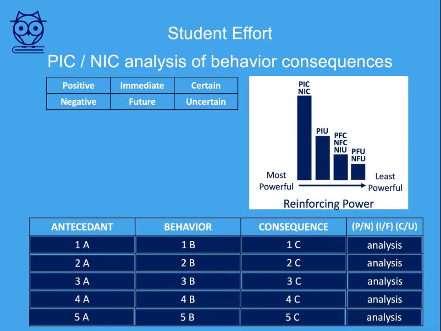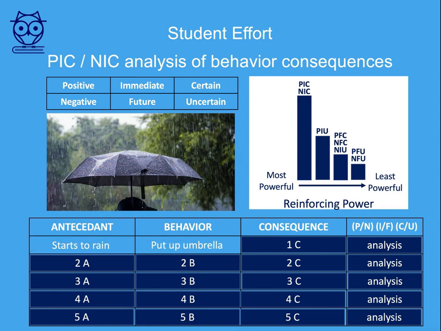Here are 5 scenarios to give you practice in categorizing consequences of behavior using the PIC/NIC analysis. For example 1, the antecedent is that it starts to rain. The behavior that is triggered is the person puts up their umbrella, and the consequence is that they stay dry. Now select one term from each column to analyze the consequence of opening an umbrella when it's raining.